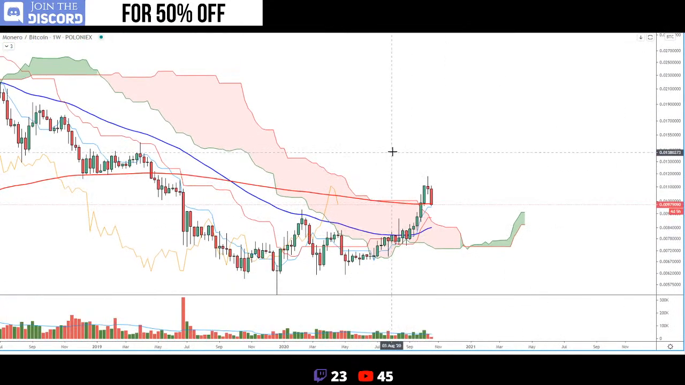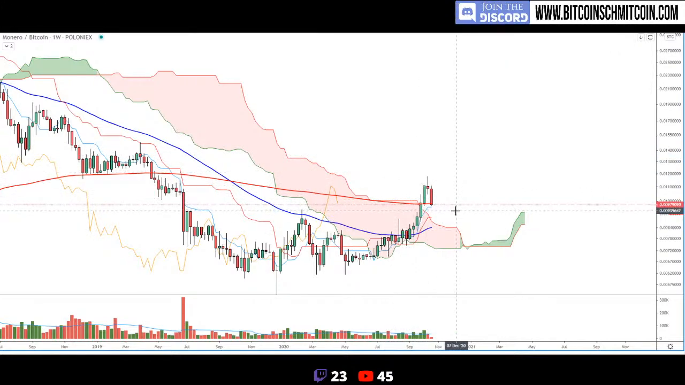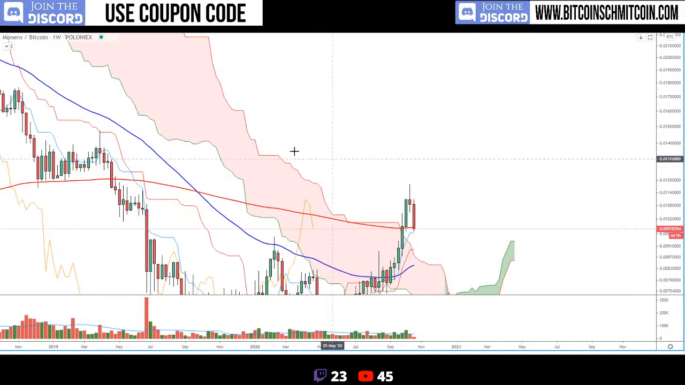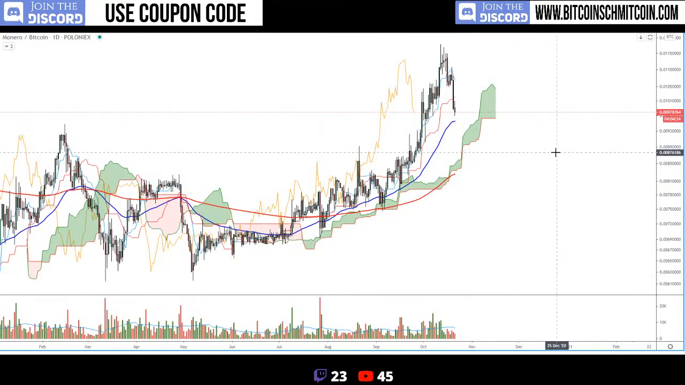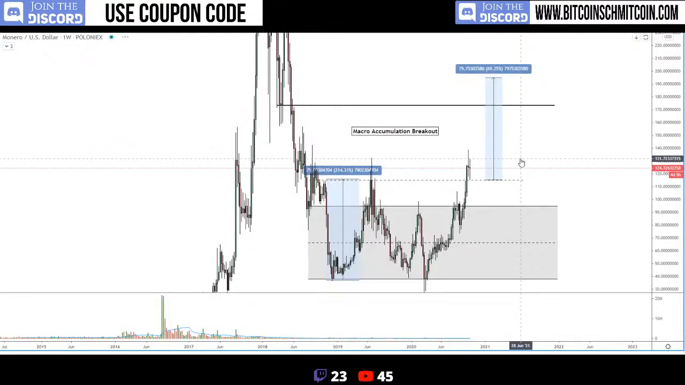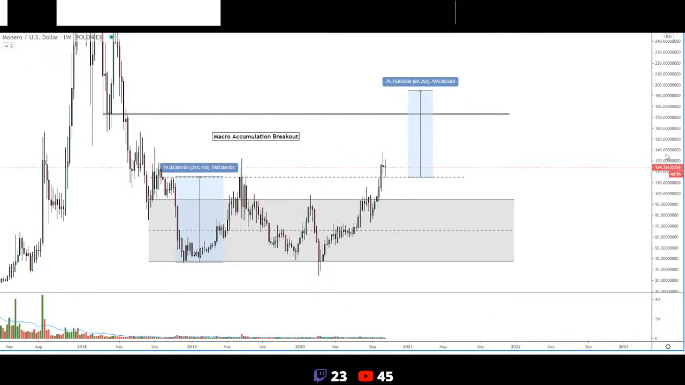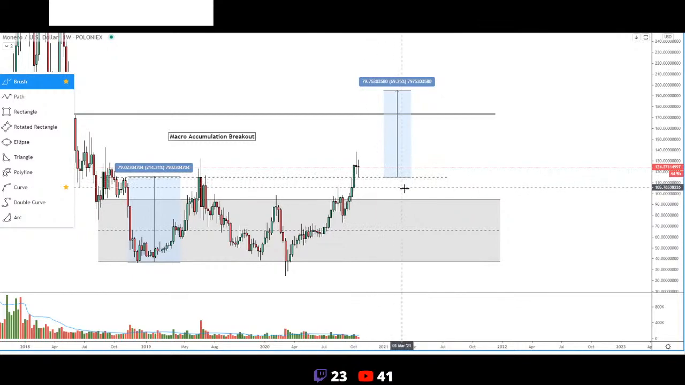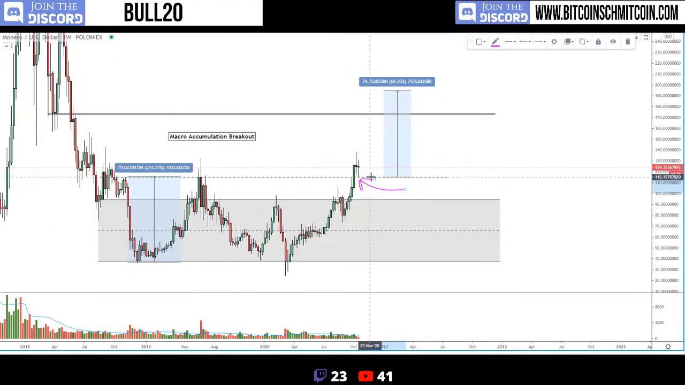It's breaking out of the cloud. It's getting this really clean 200 EMA retest. Might come down as low as the Kijun. Don't want to see any real further weakness from here. But it's very promising. And when we look at the USD chart, we see super clean accumulation trading range breaking out in the form of a double bottom. Retested the neckline here, and my upside projection is about 70% off of this low.